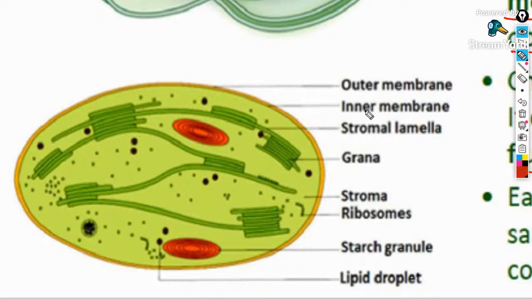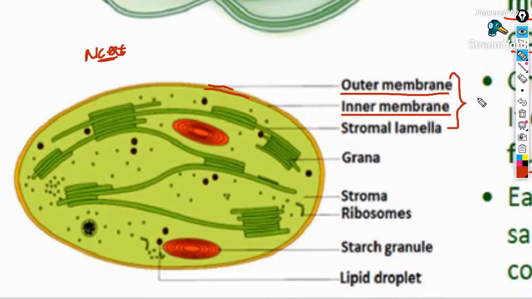Yes. So this is a diagram which is given there in your NCERT. This is the diagram mentioned in your NCERT. It's very important that we study this for a diagram-based question. It consists of an outer membrane, which is the outer membrane of the chloroplast, and an inner membrane of the chloroplast also.